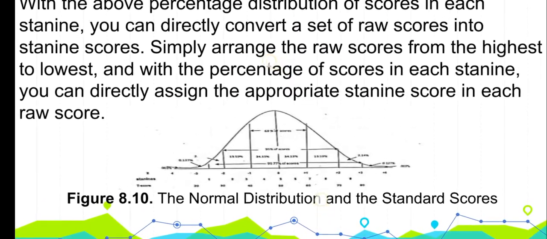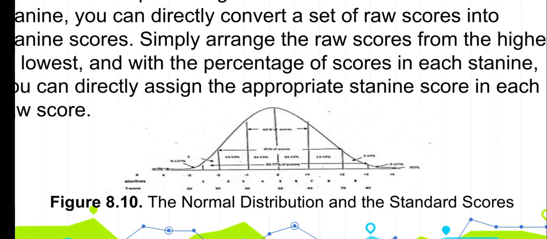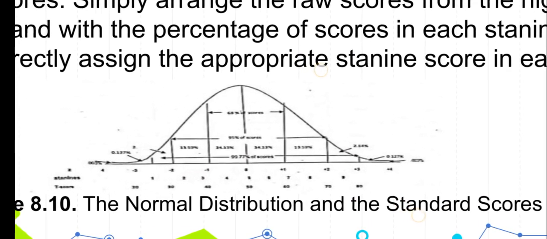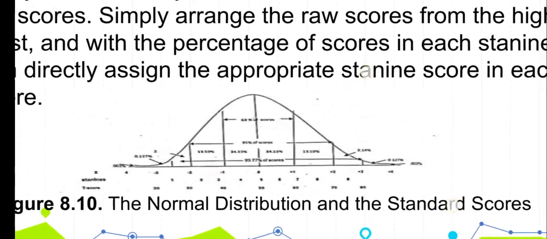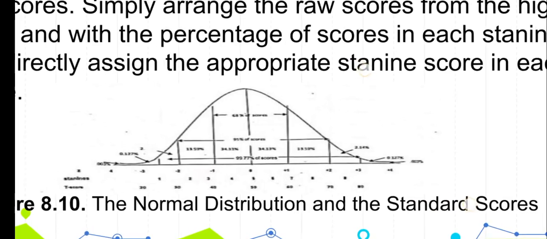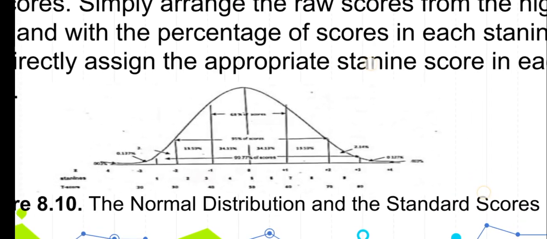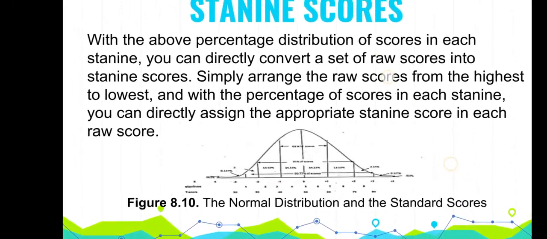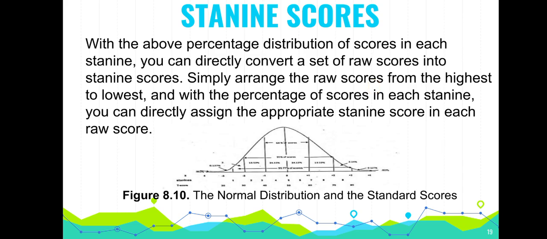So these figures show the normal distribution and the standard scores. So hindi lang siya masyadong clear, no? Pero sa book po, clear po yan siya.